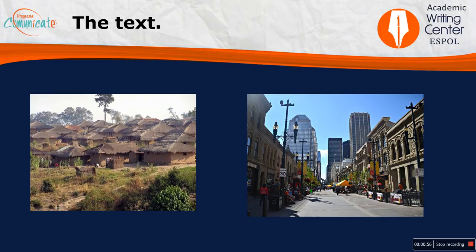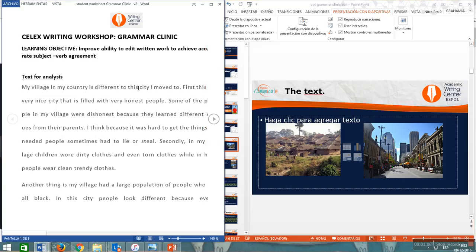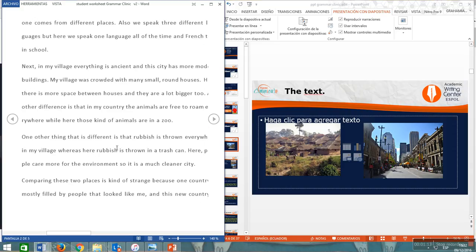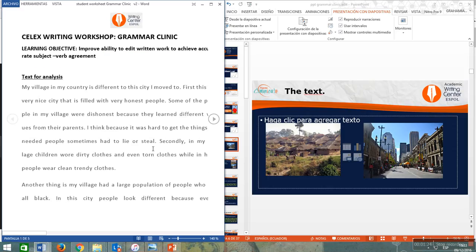So let's start by looking at a text. You should have this worksheet with a text and some questions, and the slides are going to refer to the worksheet. Ideally you would have that in your hand, or it could be open in another window possibly.